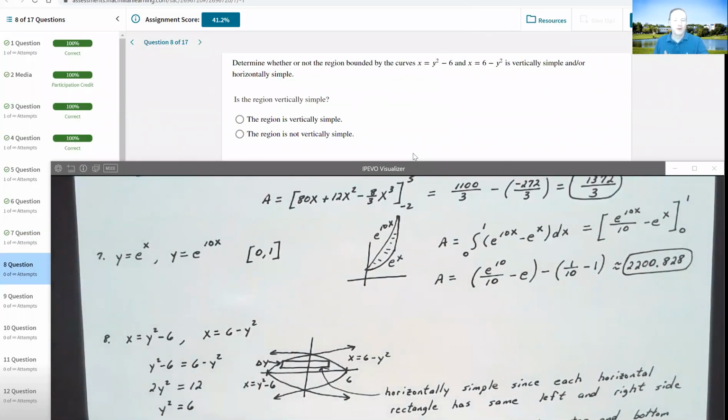Up next here, for number 8, now anytime it's asking you whether a region is vertically simple or horizontally simple, all it's referring to, if it's vertically simple, then it always has the same consistent top function and the same consistent bottom function. If it's horizontally simple, then there's always one curve that's always to the right of another curve. So we'll see. It says determine whether the regions bounded by the curves x is equal to y squared minus 6 and x is equal to 6 minus y squared is vertically simple or horizontally simple.